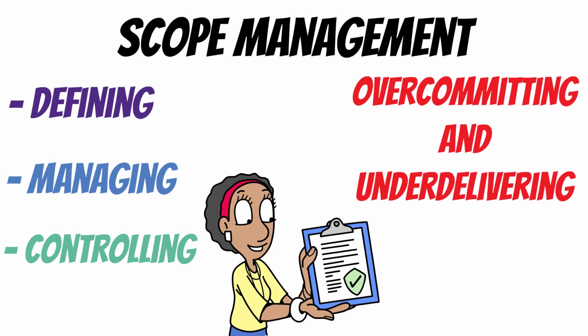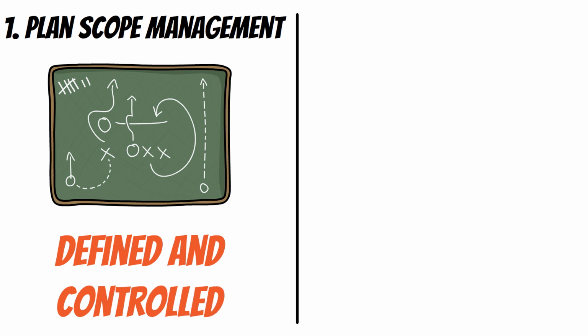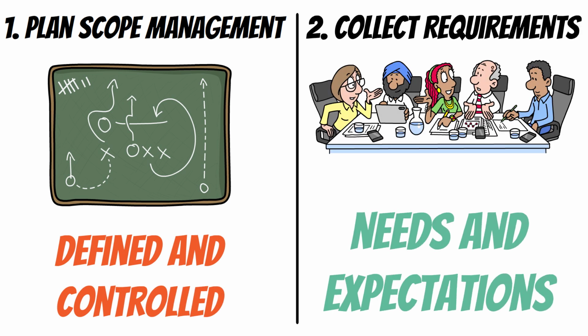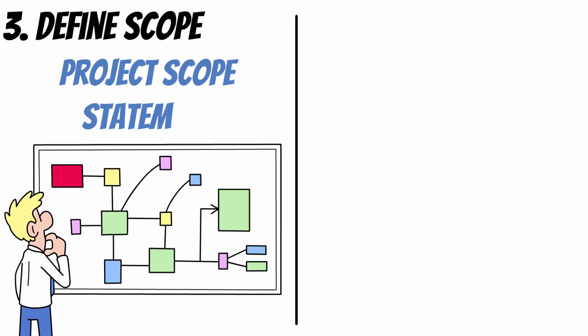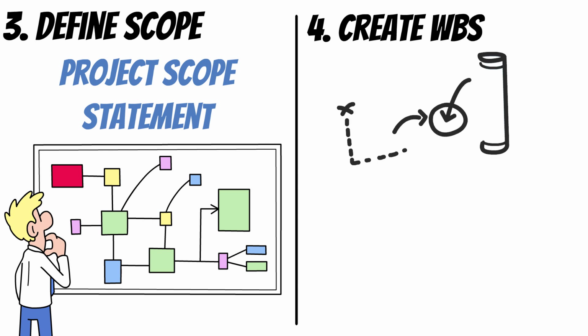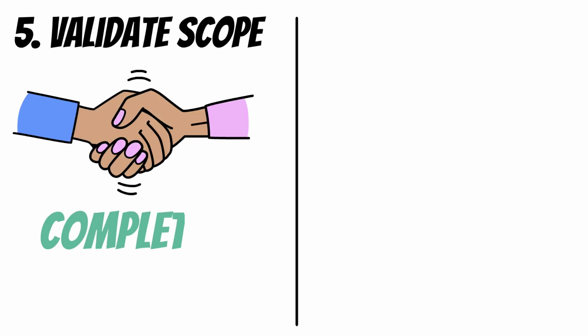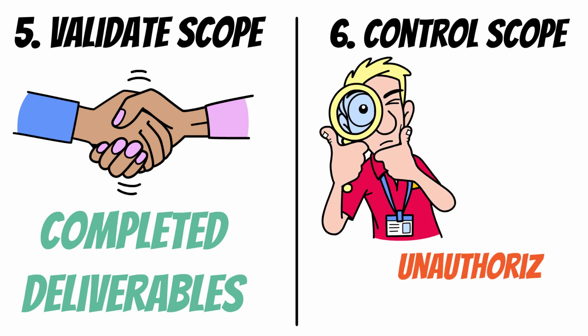The 6 scope management processes are: 1. Plan scope management decides how scope will be defined and controlled. 2. Collect requirements gathers stakeholder needs and expectations. 3. Define scope creates the detailed project scope statement. 4. Create WBS breaks down scope into manageable work packages. 5. Validate scope gets formal acceptance of completed deliverables. 6. Control scope keeps scope in check and prevents unauthorized changes.